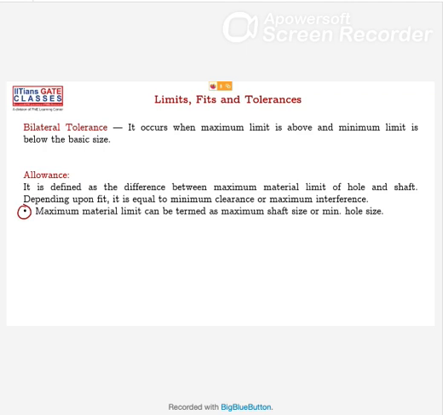Anyone? Sir, the sign doesn't depend upon the basis selected. What does that basis, Amit? I did not get your point.